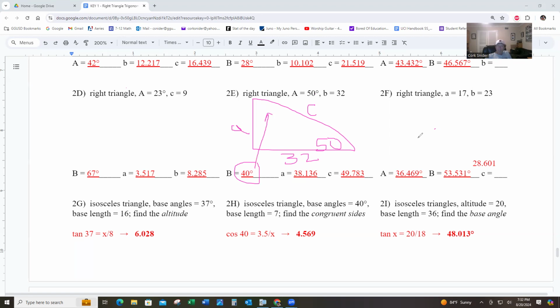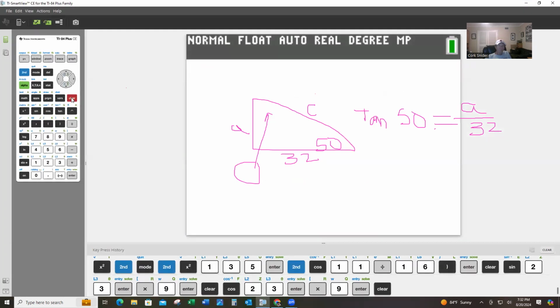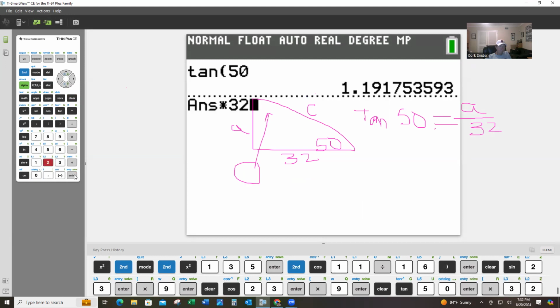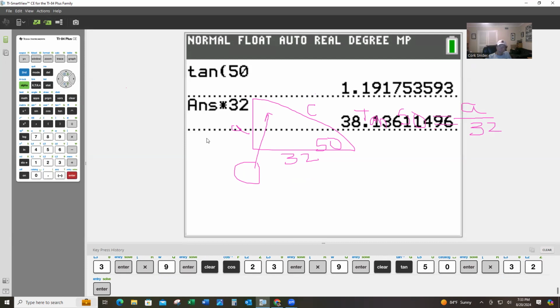Let's try the tangent. You don't have to do tangent. You could use other ones. I'm going to go the tangent of 50 degrees equals opposite, which is A, divided by adjacent, which is 32. So really all I'm doing is the tangent of 50 times 32. Let's do it. Tangent of 50, enter, times 32. About 38.